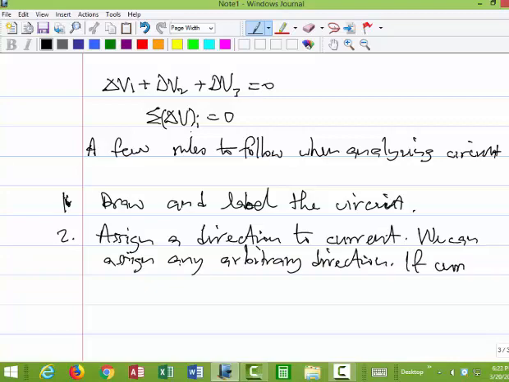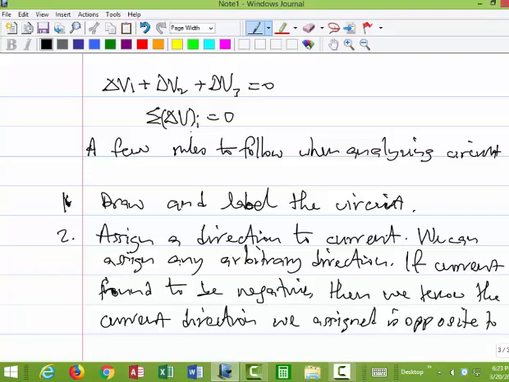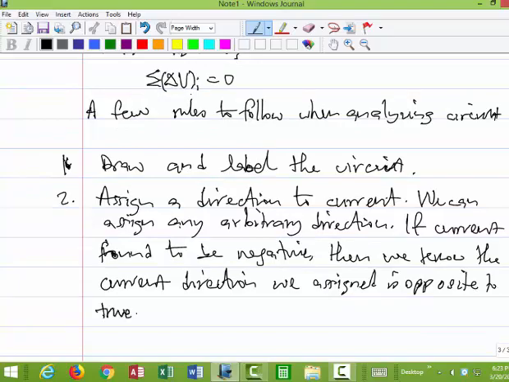And then we can say that if current is found to be negative, then we know that the current direction we assigned is opposite to the true direction. That is the only penalty we have to pay for assigning the current in an arbitrary direction. If your current turns out to be positive after you calculate it, it means that you chose the right direction. If your current is negative, your direction is opposite to the true direction, so then you just make it positive. It doesn't really matter. You know what it is in the end.